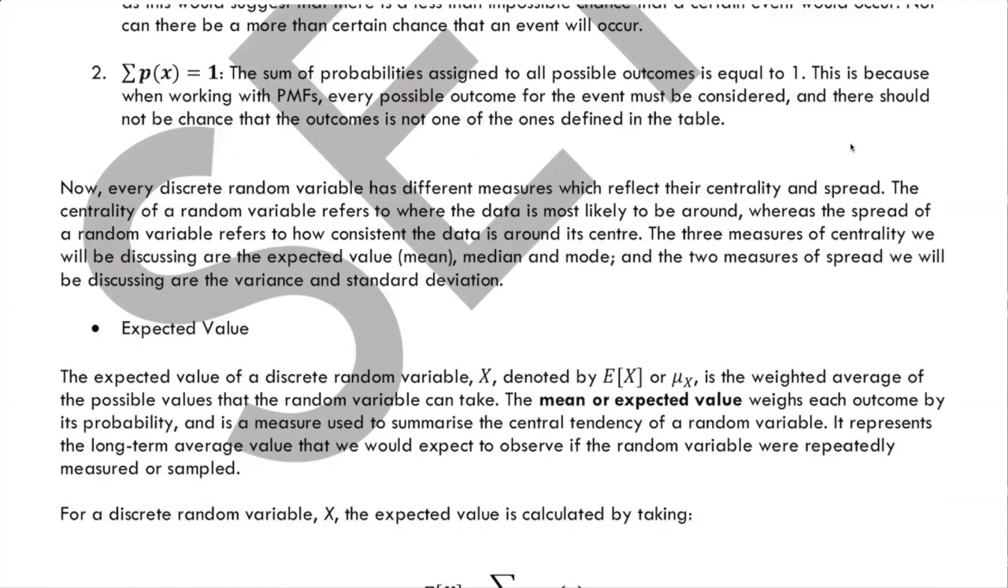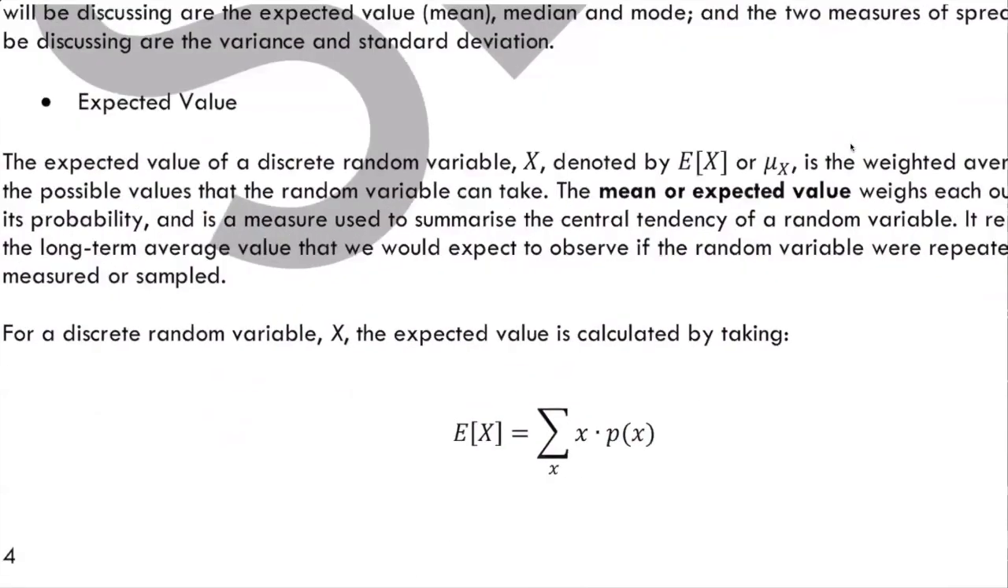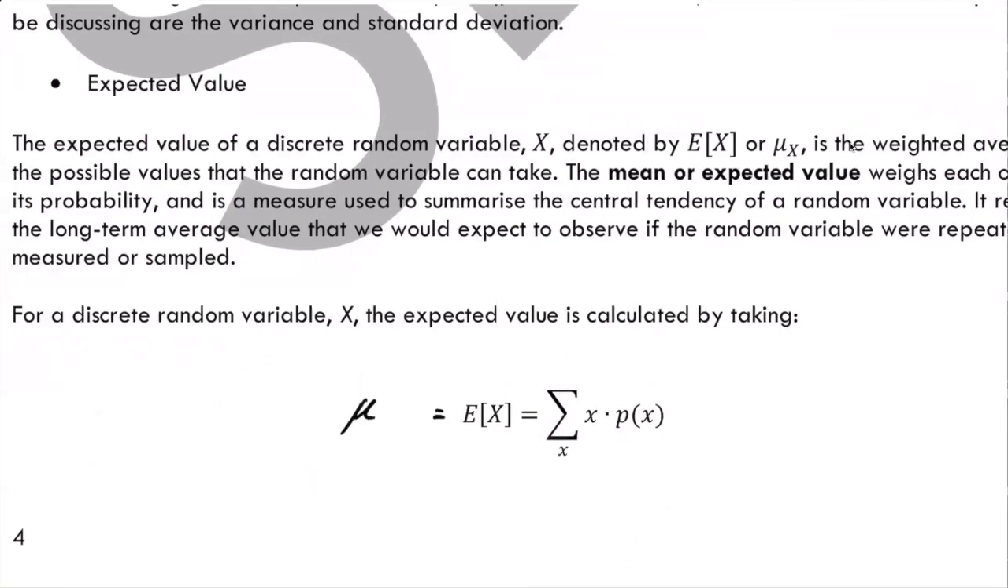Expected value. We know what the expected value means. It's the mean. Basically, it's what we expect to occur on average, right? It's used to summarize the central tendency of your random variable. This is how we calculate it: the expected value of X is given by sigma x times P of x, often also referred to as mu, right?